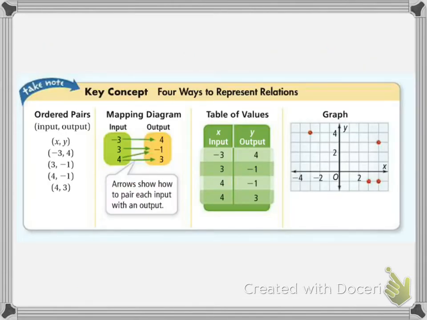There's a couple different ways you could represent relations. Some are more common than others, but I thought now would be a good time to just go over different ways you might see these. Ordered pairs are common. Ordered pairs are listed as your input, output. A mapping diagram you're not going to see as much, but here you can just kind of see your inputs are listed on a column, and then they have an arrow going to their output. Next, you could see a table. Last but not least, you could just plot those points out on a graph.